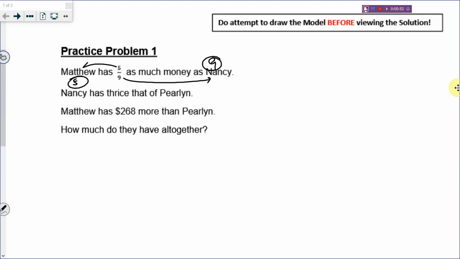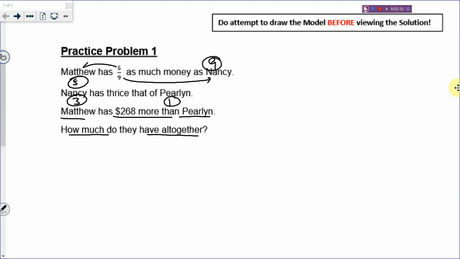Alright. So then continue. Nancy has 3 times of Perlin. So Perlin has 1 time. Then Matthew has $268 more than Perlin. So how much do they have all together? Now it's hard to do mentally, so you have to draw out the sentence one by one again.